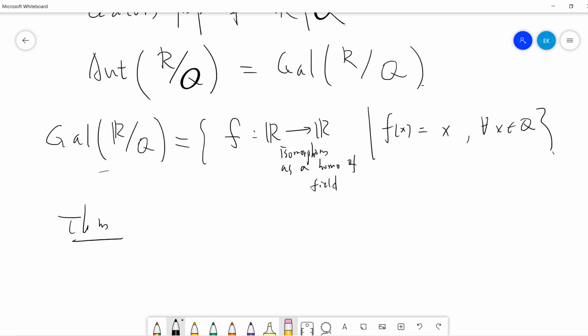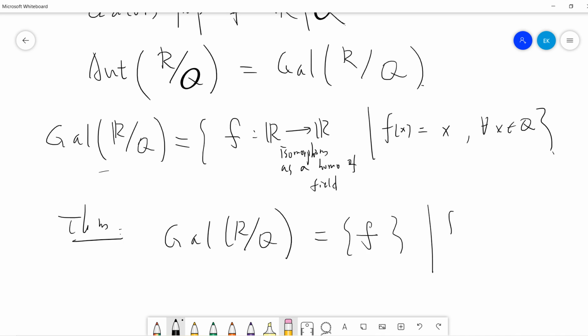So the theorem I want to prove is that the Galois group of R over Q is trivial. Basically, the only map from R to R is the identity map. So there's only one element, called f, and this f is just x to x. Sorry, f of x equals x for all x belonging to R. So this is a trivial group.